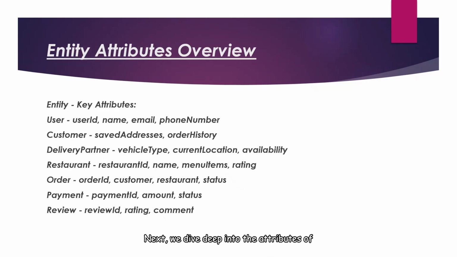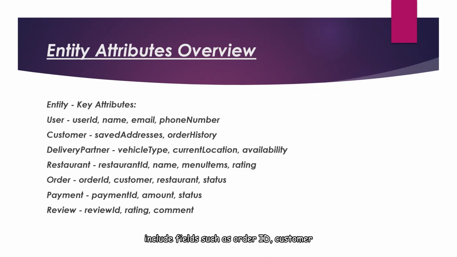Next, we dive deep into the attributes of these entities. For users, typical fields like user ID, name, phone number, and role are obvious. Customers may also maintain multiple delivery addresses and order histories. Restaurants have a menu that lists their offerings, each menu item having its own name, description, price, and availability status.